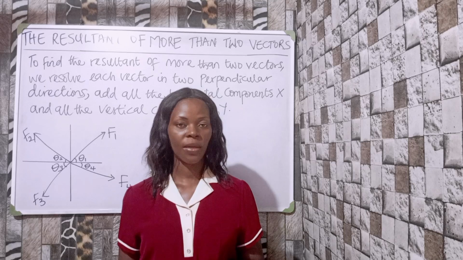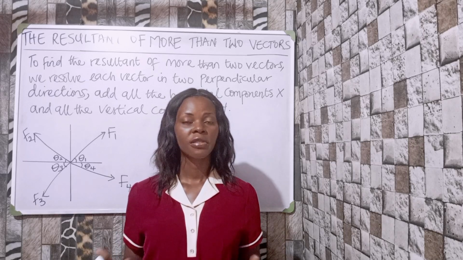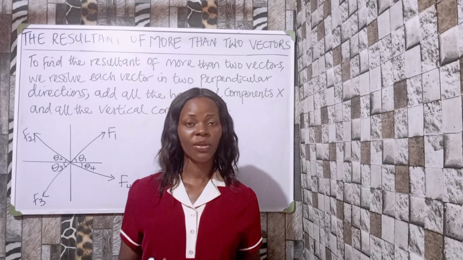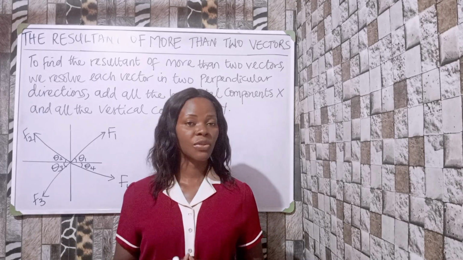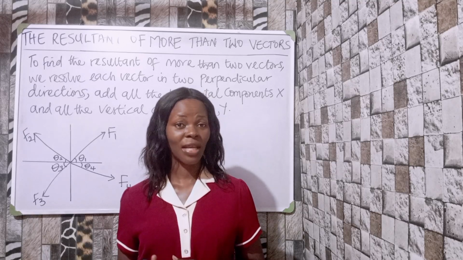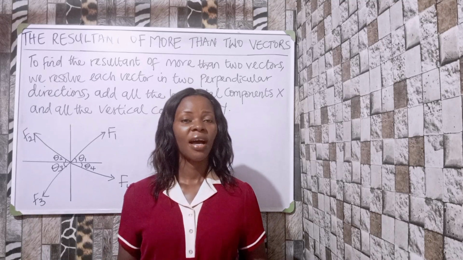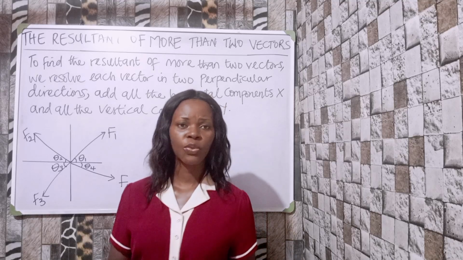My previous video was on vectors, the resolution of vectors precisely. I explained how we can resolve a particular vector, that is one vector, into horizontal and vertical components. So today we want to see how we can resolve more than one vector. That means if you have more than one vector, how can we resolve them into horizontal and vertical components? So let's look at what we have on the board.